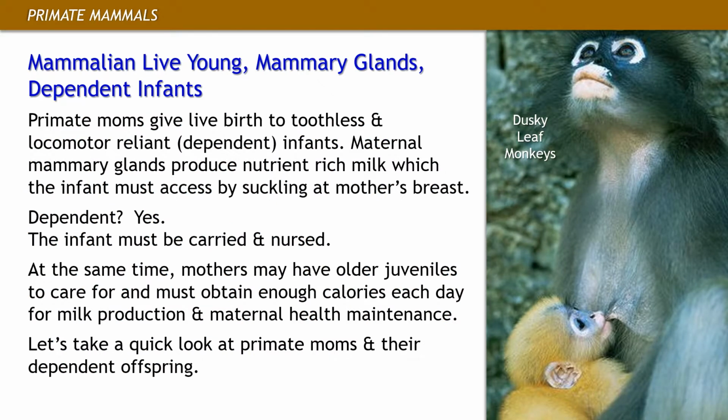Mammalian live young. Mammary glands. Mammary is the name that gives the class Mammalia its name, and dependent infants. Primate moms give live birth to toothless and locomotor reliant dependent infants. Maternal mammary glands produce nutrient-rich milk, which the infant must access by suckling at its mother's breast.